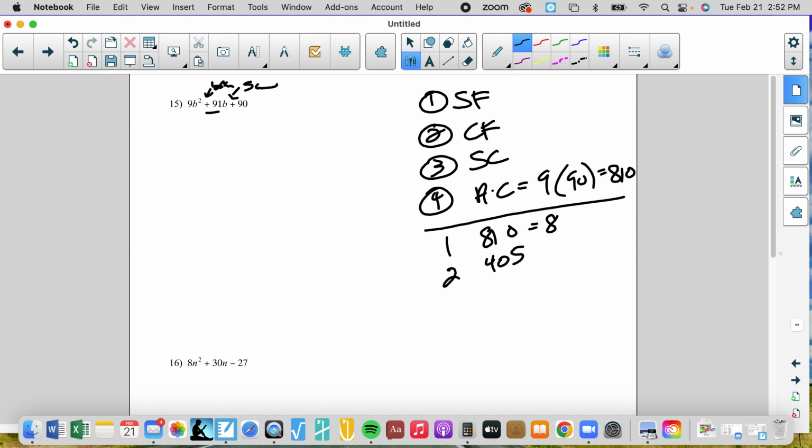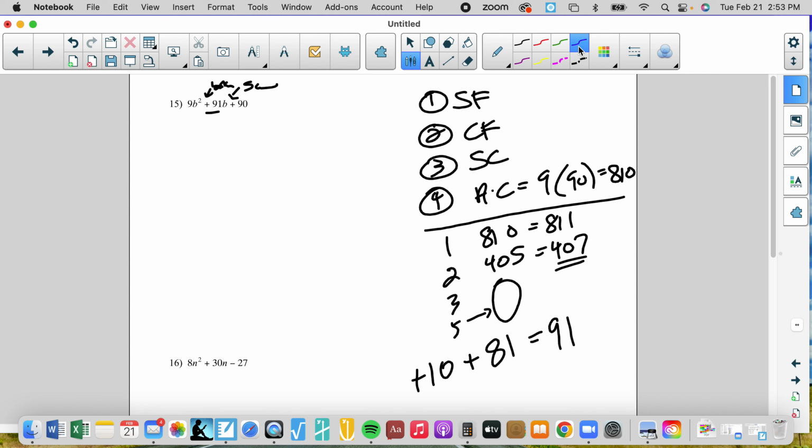Well, this is going to give me 811. This is going to give me 407. I can keep going with 3s and 5s, but this is going to be a big number on this other side. So I need 91. Well, I can think of 10 and 81, because 10 times 81 is 810, and 10 plus 81 gives me 91.